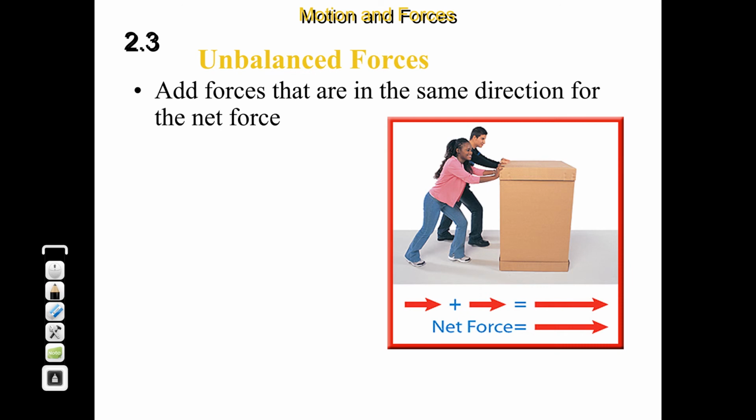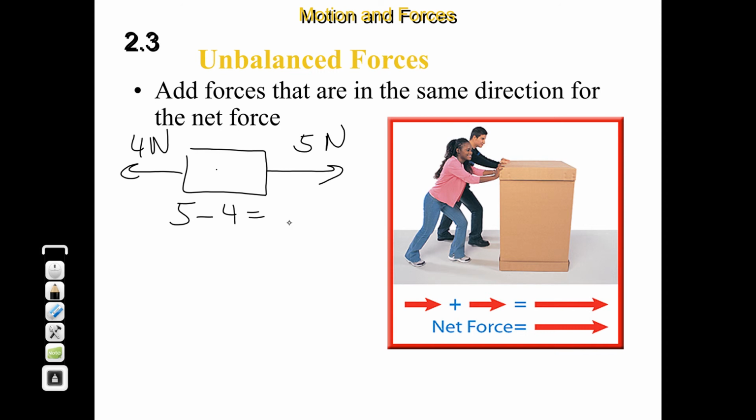Let me do a quick example of what you might see on physical science tests. Say there's a 5 Newton force this way and a 4 Newton force the other way. What would be the net force that the box feels? For this one, you always do the larger force minus the smaller force. So 5 minus 4 is equal to 1. Then you have to tell me which way the larger force is. There'd be a 1 Newton force in the rightward direction. Why right? Because 5 is greater than 4.